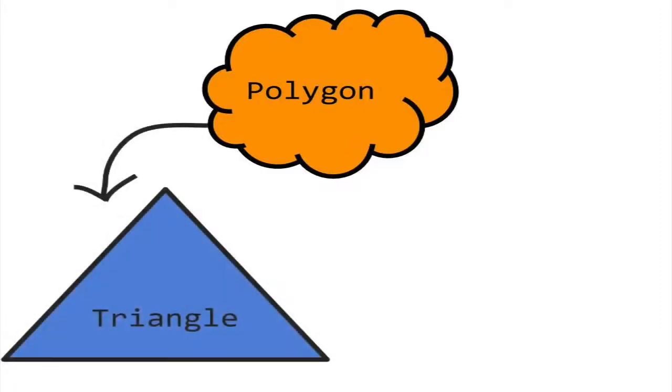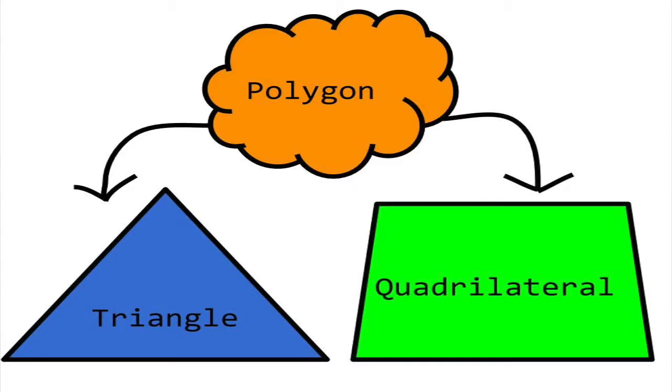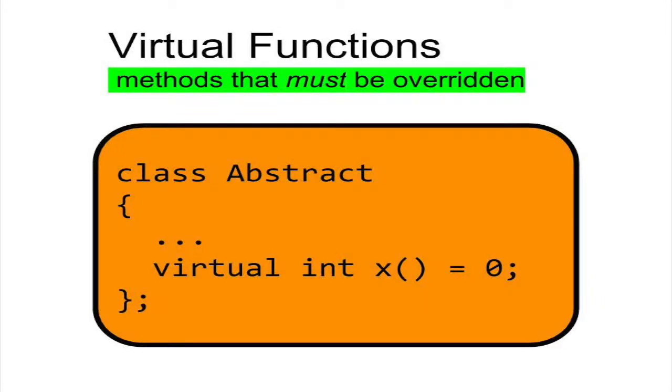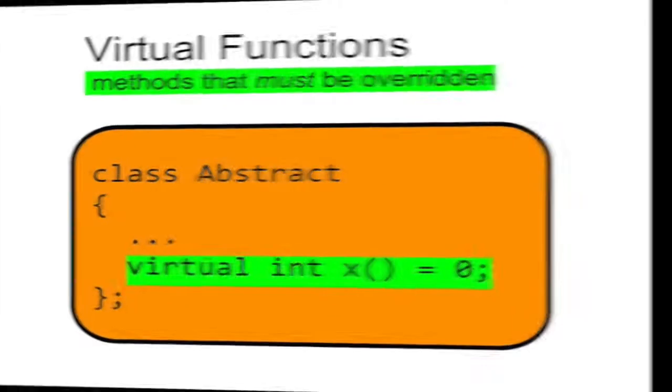In our example, polygon is an abstract class. Therefore, we cannot create polygon objects. What we can do is create objects of its derived classes, triangle and quadrilateral. In C++, an abstract class has at least one virtual function. A virtual function is a method in a base class that must be overridden by its derived classes. We declare the virtual function with the keyword virtual and set the function to equal 0.